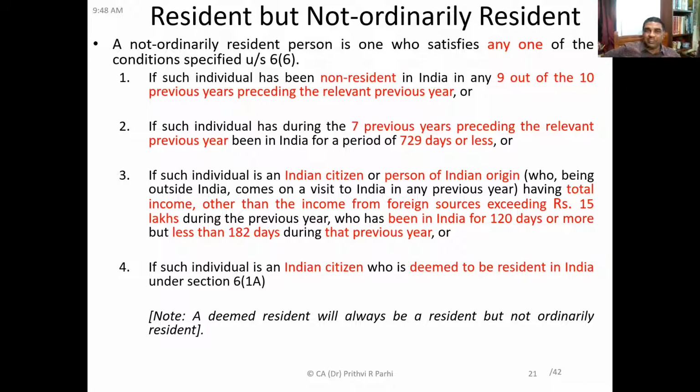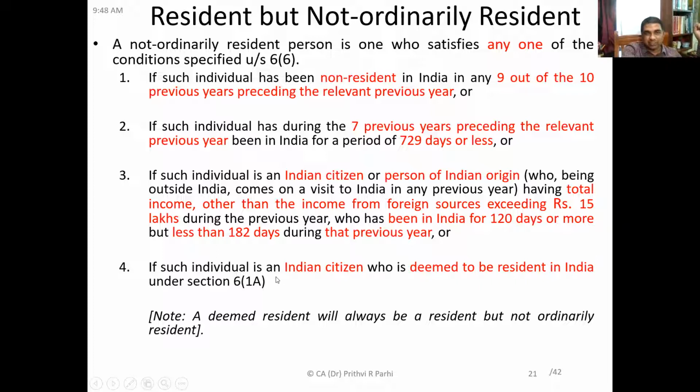Because if it is 180 days, he is always a resident during the previous year. Okay, so during the previous year, he has stayed for 120 days in this situation. Okay, this situation we have discussed. This kind of person will always be treated as resident, but not ordinarily resident.